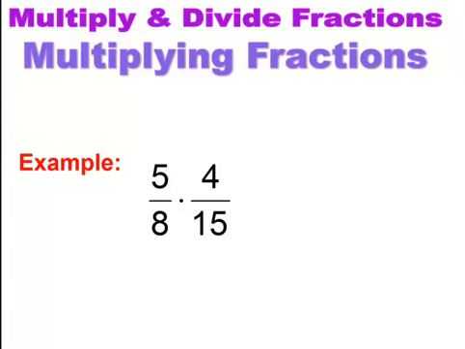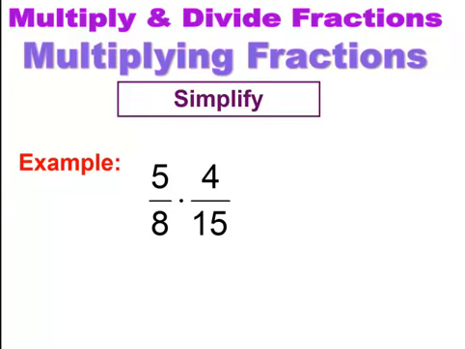Multiplying fractions. When we multiply fractions, we don't need a common denominator. But what we can do is simplify before we multiply. If you have common factors that are in the top and the same common factor is in the bottom, you can reduce it out by dividing each number by that common factor.